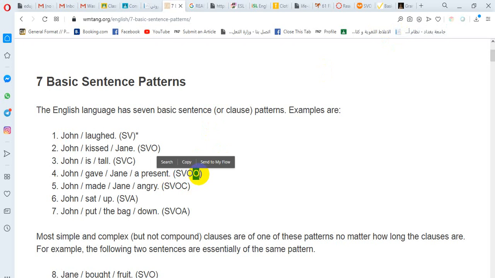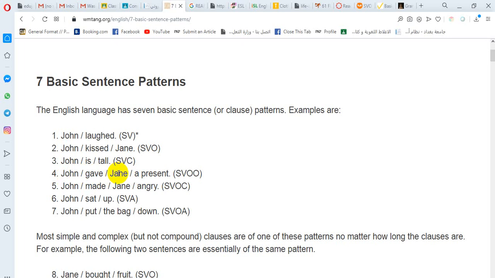Okay, this is the second one, what? Direct. Okay, here we have: John gave Jane a present. If I say "John gave Jane," gave Jane what? This is an indirect object. Still the sentence is incomplete, semantically speaking, from the meaning point of view. So: John gave Jane a present.